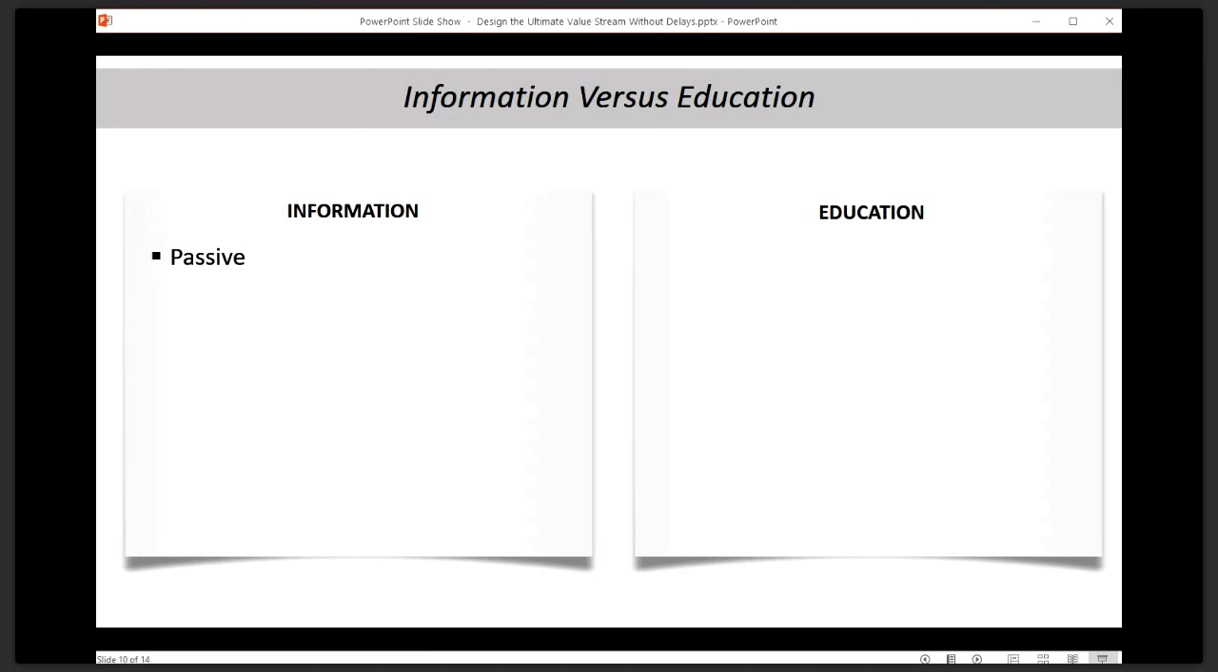So information tends to be passive. Batch knowledge, meaning it's coming in a chunk. You get it all at once. It rains on you, and how do you process that?